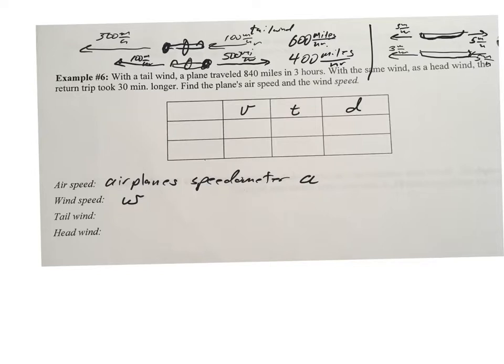Using these two variables, we have what's called a tailwind. A tailwind is what pushes the plane. That's when the airplane is going in the same direction as the wind. In that case, the total speed is the airplane speed plus the speed of the wind.